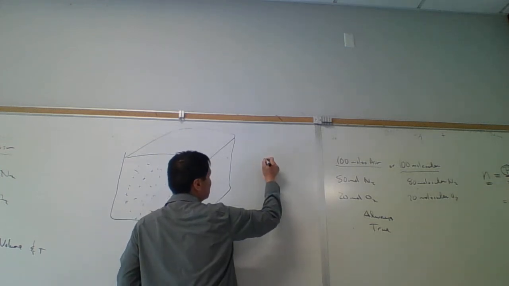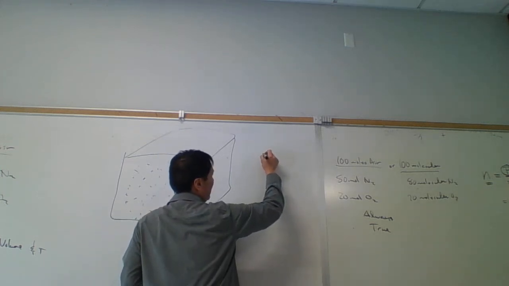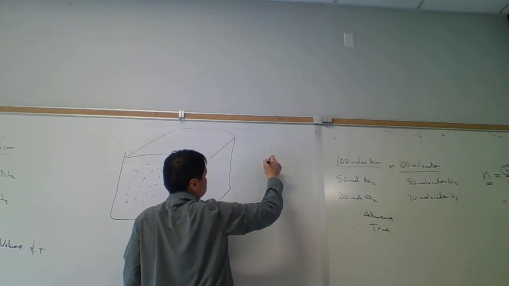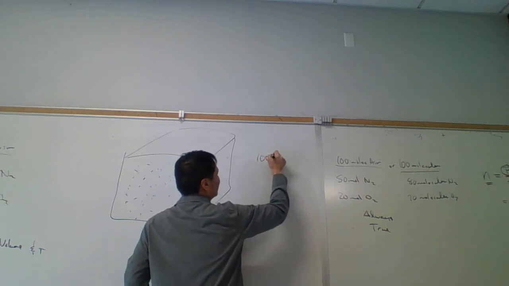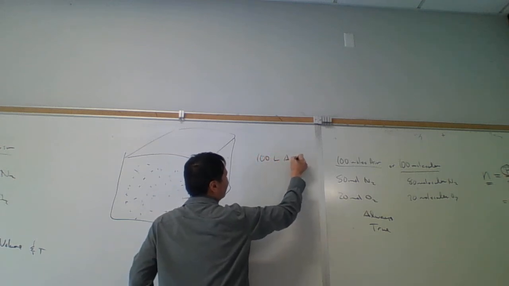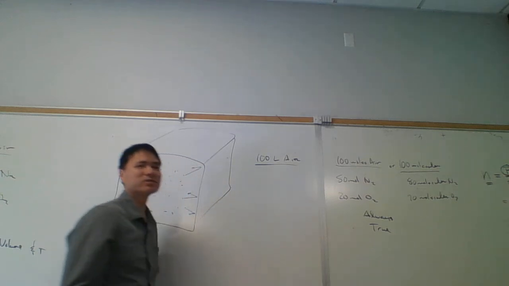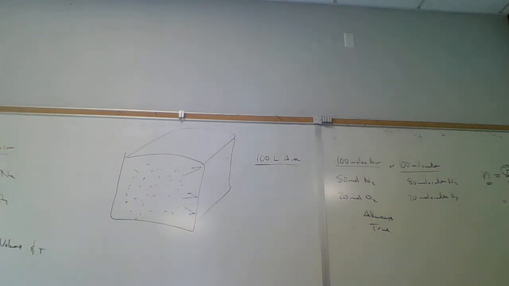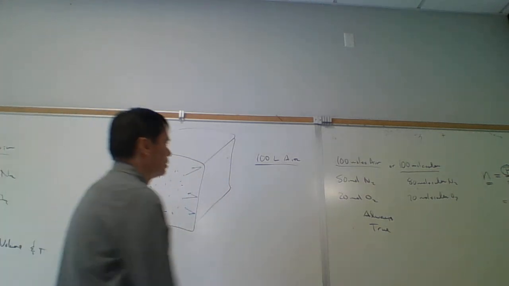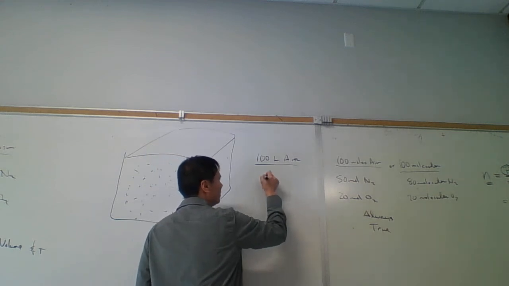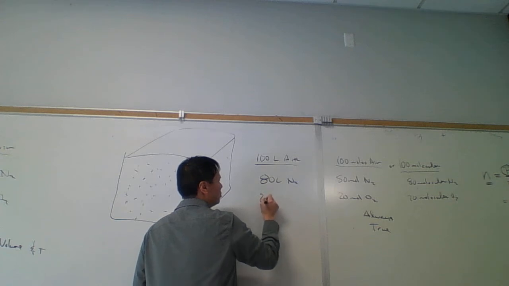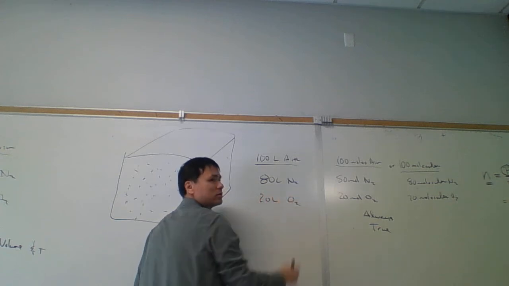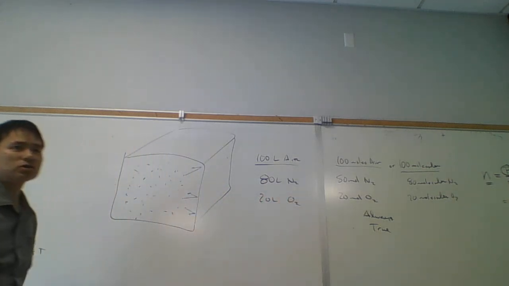Let's say I had 100 liters of air. If I have 100 liters of air, is this true? Would 100 liters of air consist of 80 liters of nitrogen and 20 liters of oxygen? Is that true?